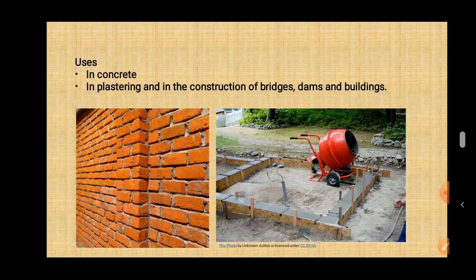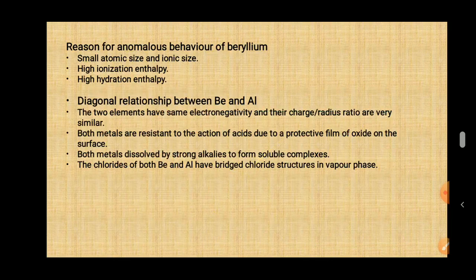Now we'll move on to the next concept, anomalous behavior. Now anomalous behavior, meaning I already explained in the previous video, that is in alkali metals. Okay, now here beryllium shows a different behavior than the rest of the alkaline earth metals. Beryllium shows a different behavior compared to the rest of the alkaline earth metals. Now what is the reason for this different behavior or anomalous behavior for beryllium? Because beryllium is extremely small in size.